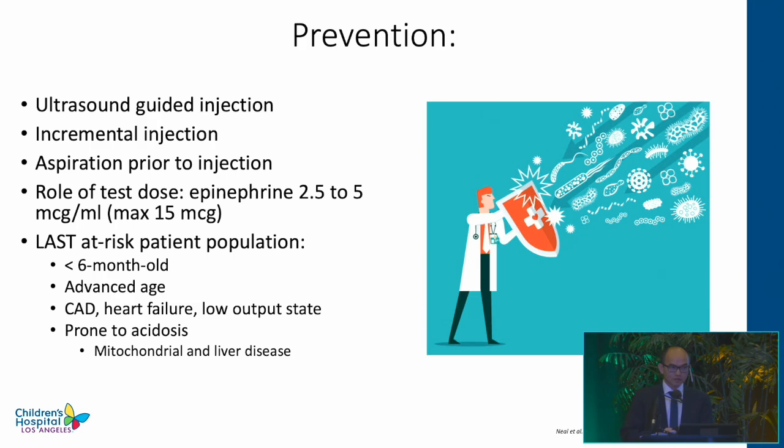The following patients are at high risk for LAST. Patients less than 6 months old, because their liver is not fully mature yet, so it takes them longer to metabolize the drugs. Patients of advanced age due to comorbidities, and patients with CAD, heart failure, or low output state, because they cannot clear out the local that fast. And patients with mitochondrial disease and liver disease are more prone to acidosis, so be careful with local anesthetic in these patients.